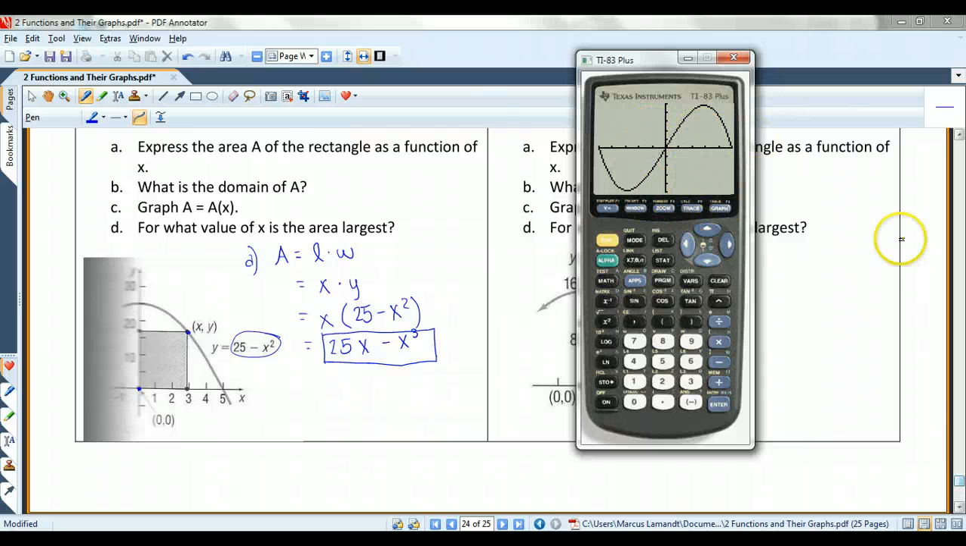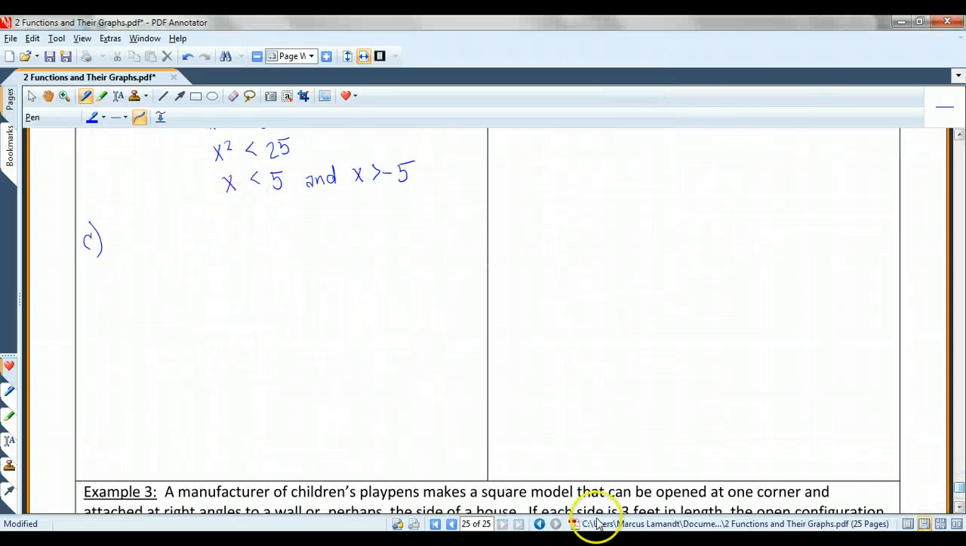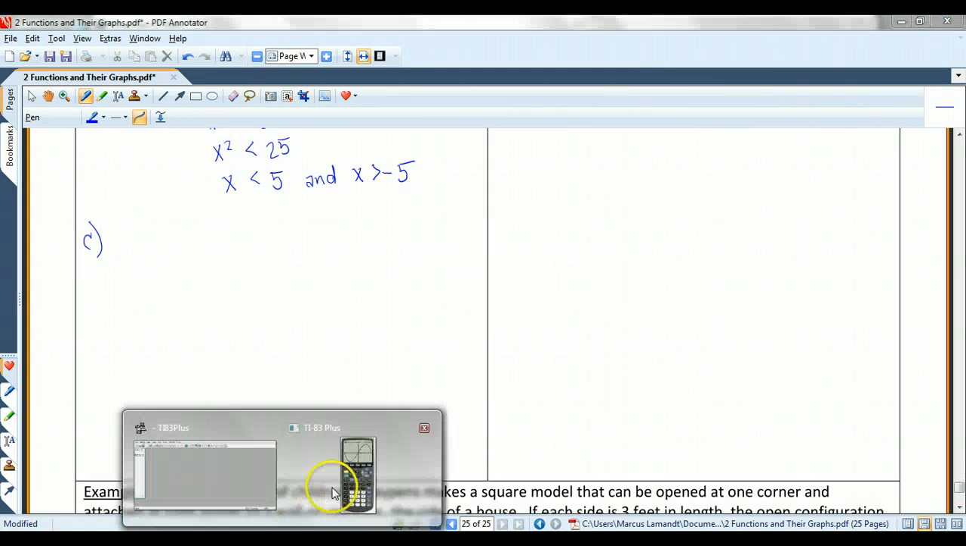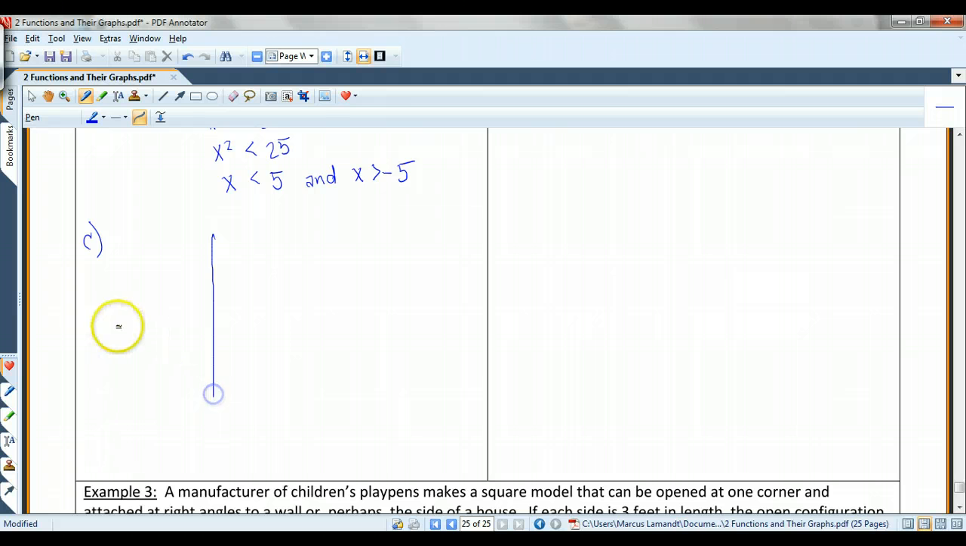So this is what we have for our graph. I'll pull that up. Okay. I'm going to go ahead and just draw a quick sketch over here.